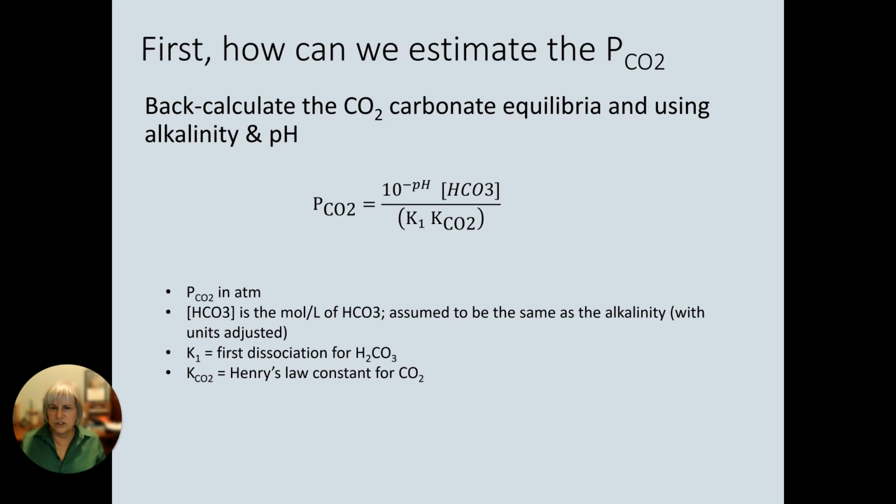K1 is the first dissociation constant for H2CO3, and KCO2 is the Henry's law constant for CO2. K1 and K2 are constants for two different chemical reactions, and they are thermodynamic constants. They don't vary a lot. They vary a little bit with temperature, but it's minor, and we're not going to worry about that this semester. So those are values you're just going to go to a table and pull. So you've got K1, you've got KCO2.